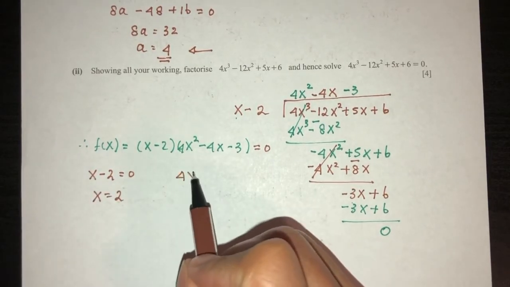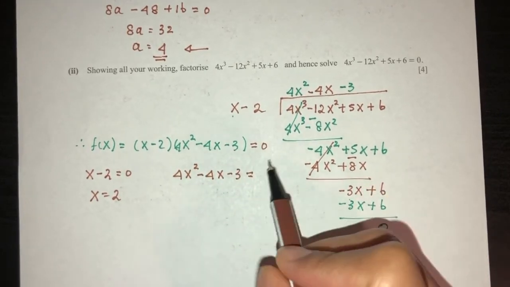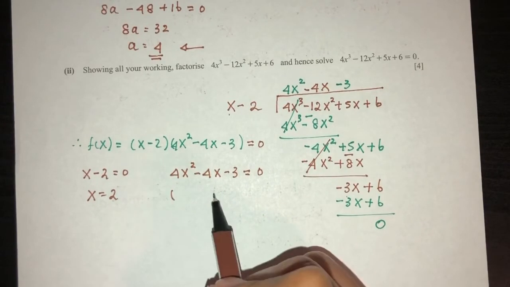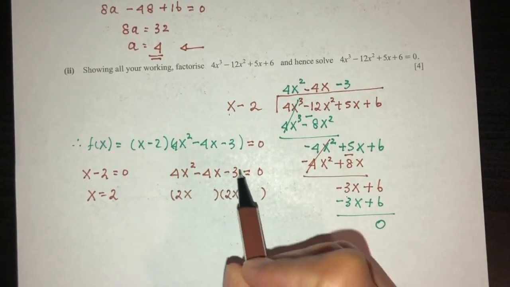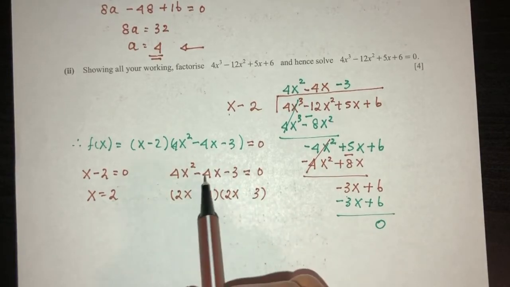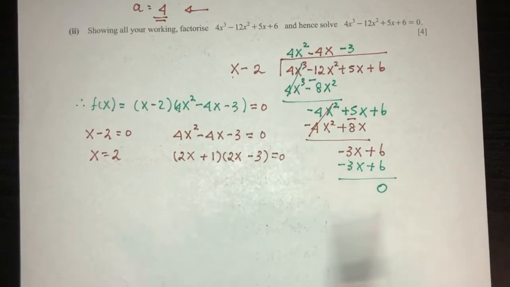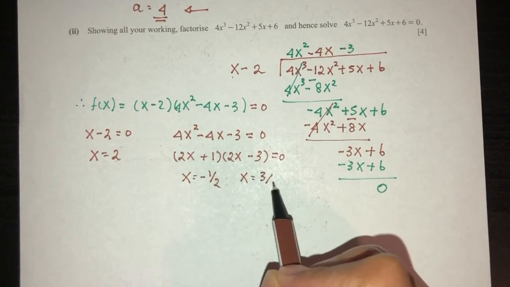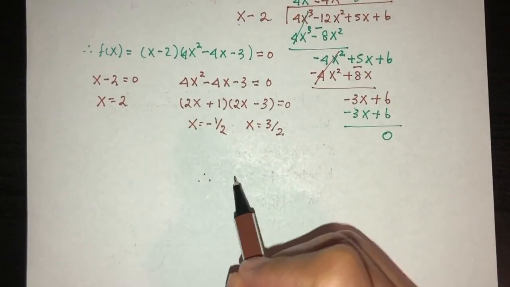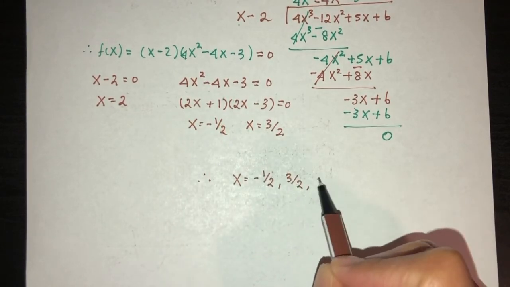Now we have 4x squared minus 4x minus 3 is equal to 0. Now we have to factorize this. So 4x squared is 2x times 2x. 3 is 3 times 1. Now to get minus 4, we have to have minus 6 plus 2. So x is equal to minus half and x is equal to 3 over 2. So your values for x will be x is equal to minus half, 3 over 2, and the value of 2. That will be your question number 3.